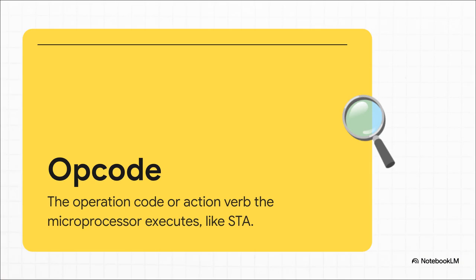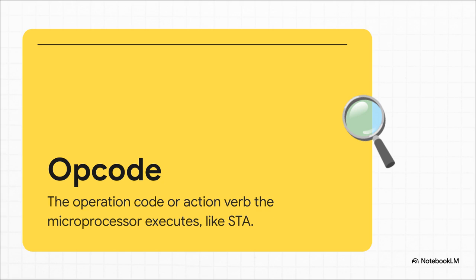Okay, we have our factory, and we have our map, but how do we actually issue commands to the workers? It all boils down to 2 critical pieces of information. The first is the opcode, or operation code. If we strip away the technical jargon for a second, the opcode is simply the action verb. It is the what. Stuff like add, subtract, move, store.